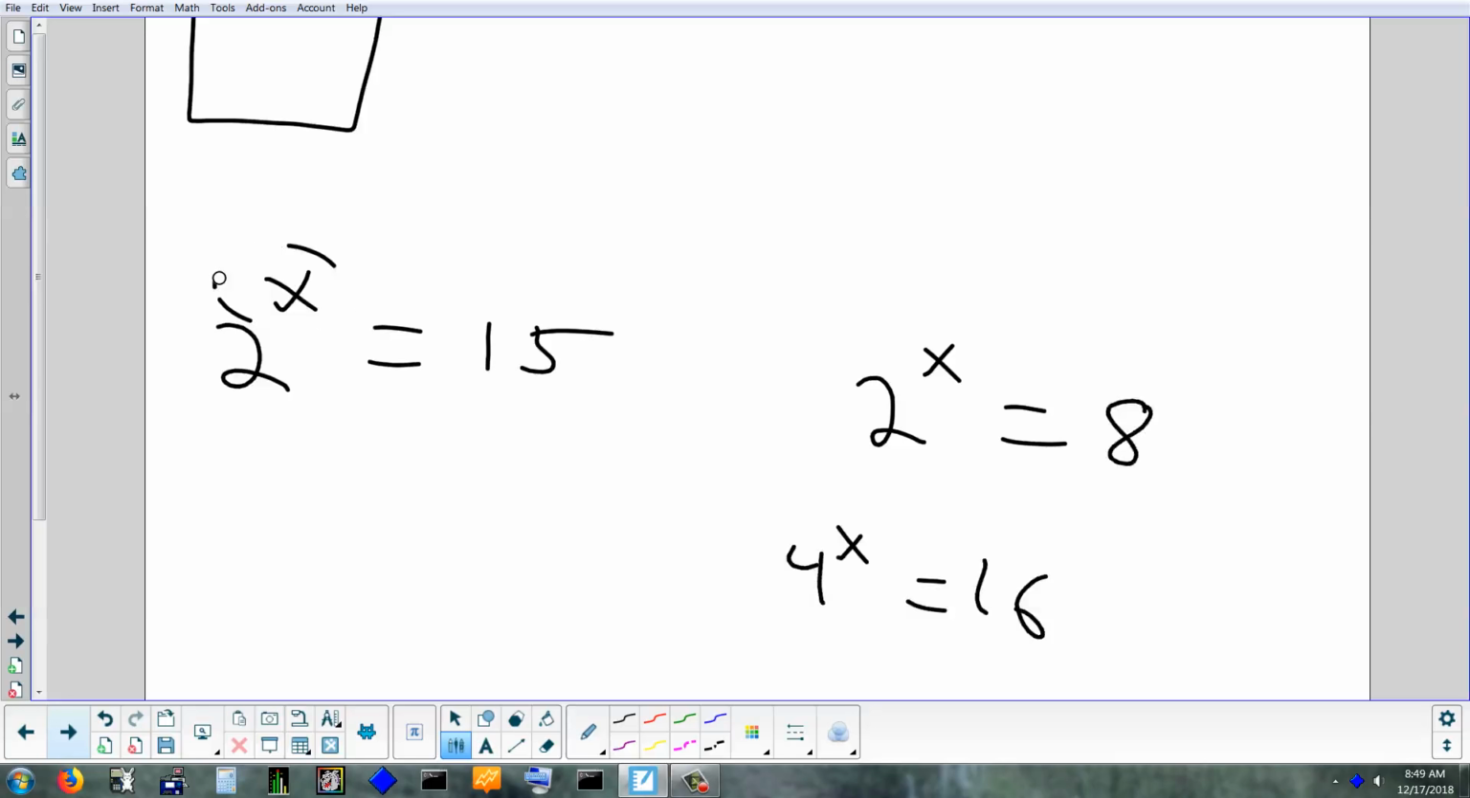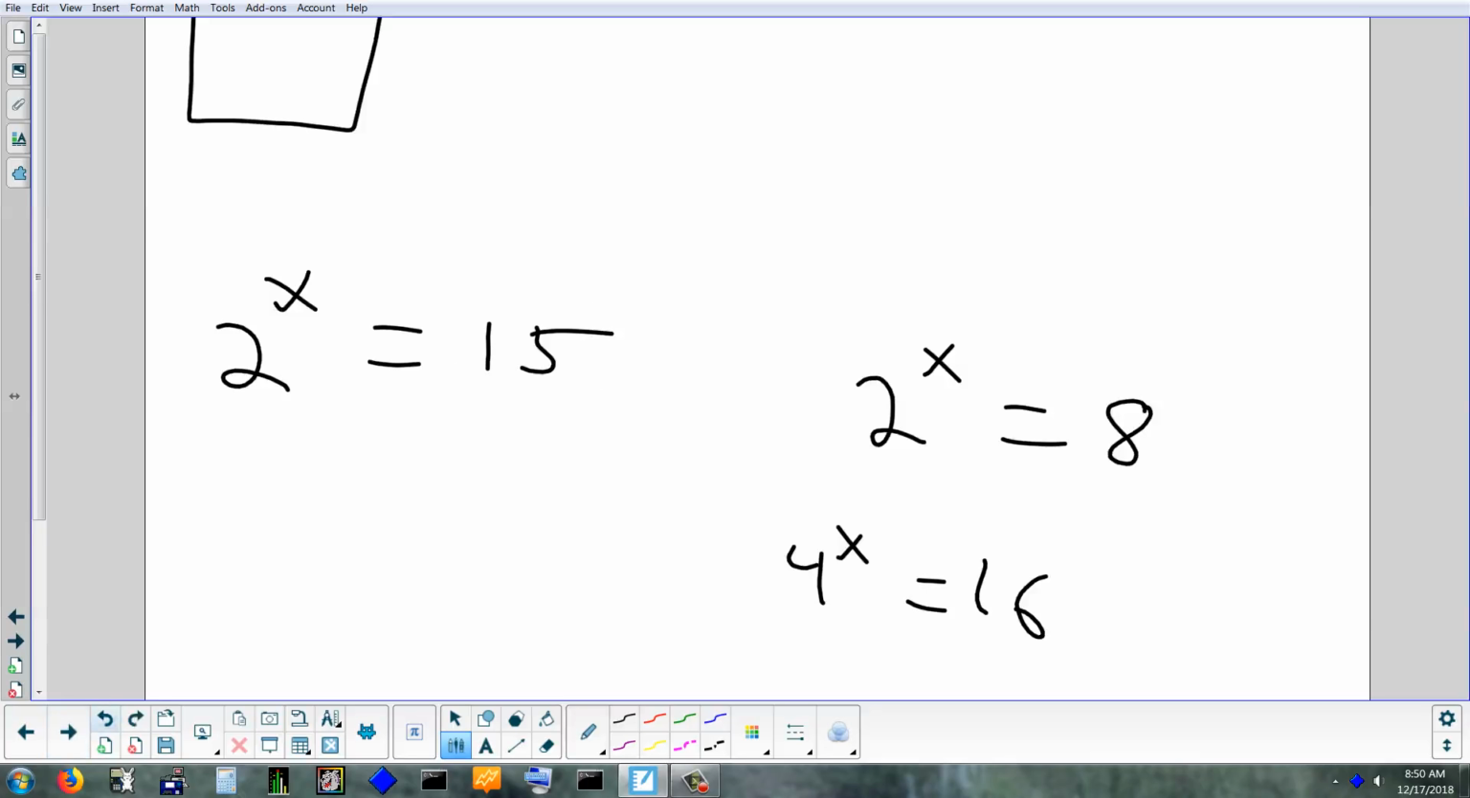What makes this one harder? How come it's the same kind of thing? It's just 2 to what power is 15? Why is it any harder than the other two? Because it's not a direct number. What do you mean? Not a counting number. No, I mean the exponent's not going to be a counting number, because 2 can't multiply evenly into 15. Yeah, 15 is not a power of 2.